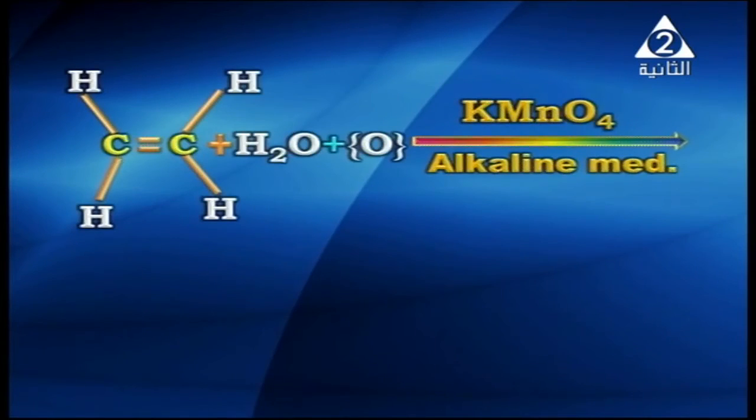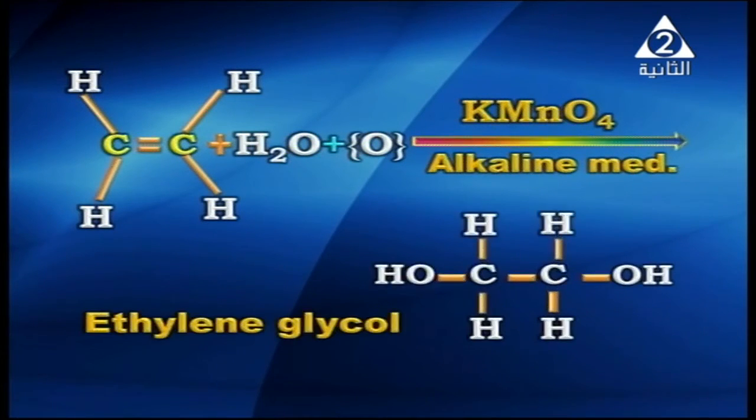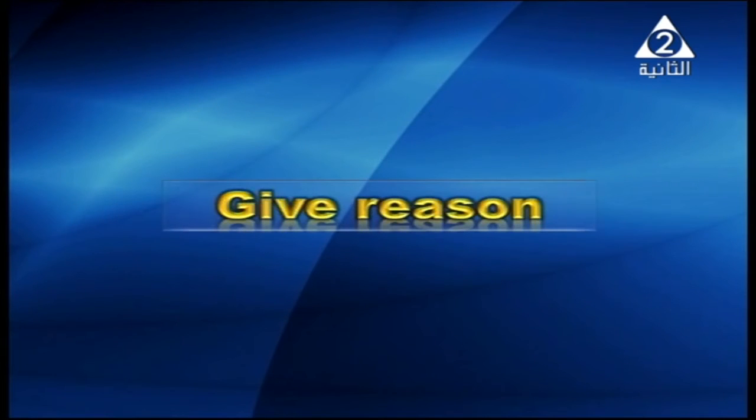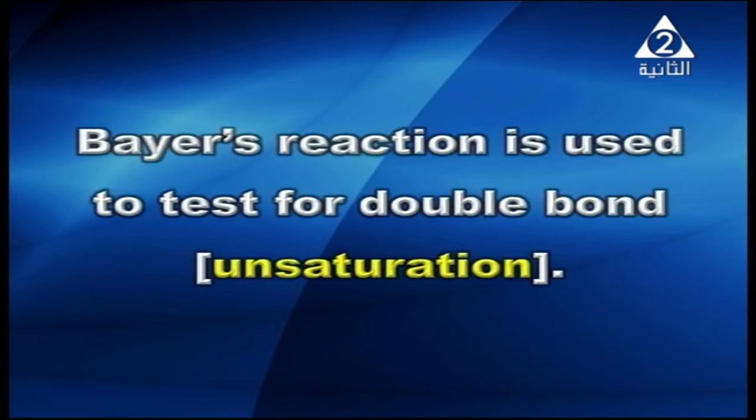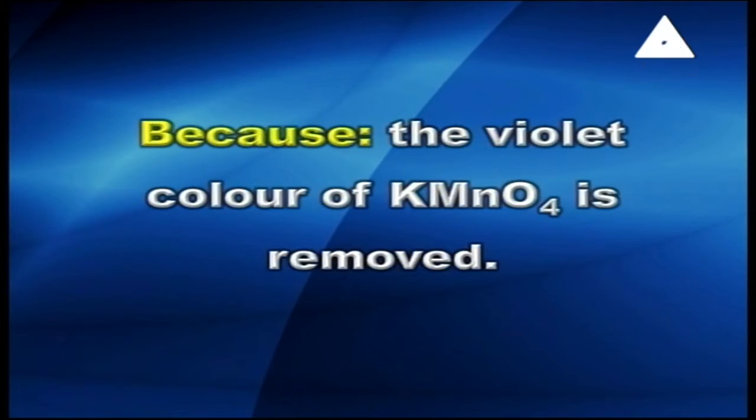So the equation of the Bayer reaction, as shown on the screen: ethylene plus water plus atomic oxygen produced from potassium permanganate present in alkaline medium gives ethylene glycol or 1,2-dihydroxyethane. So we have a good reason at this point. Bayer's reaction is used to test for the double bond or unsaturation because the violet color of potassium permanganate is removed.